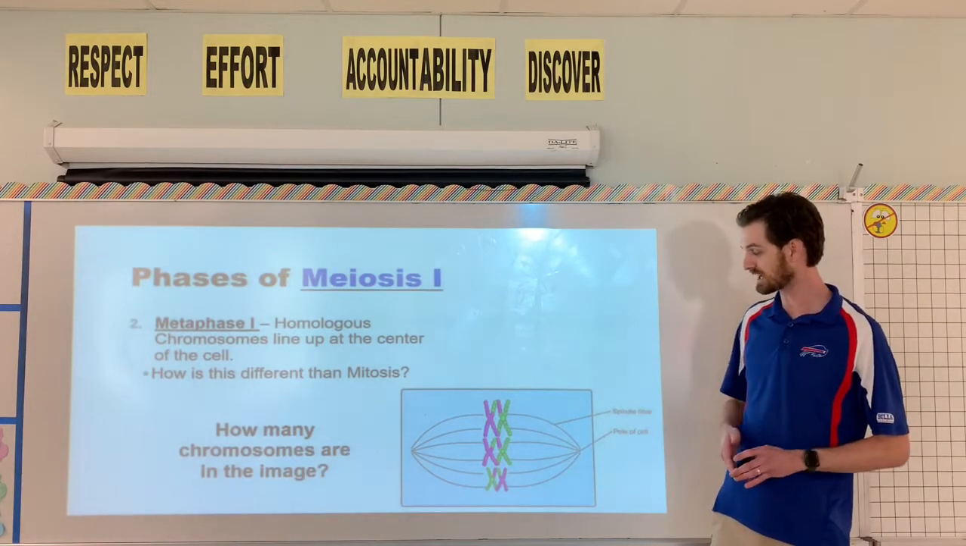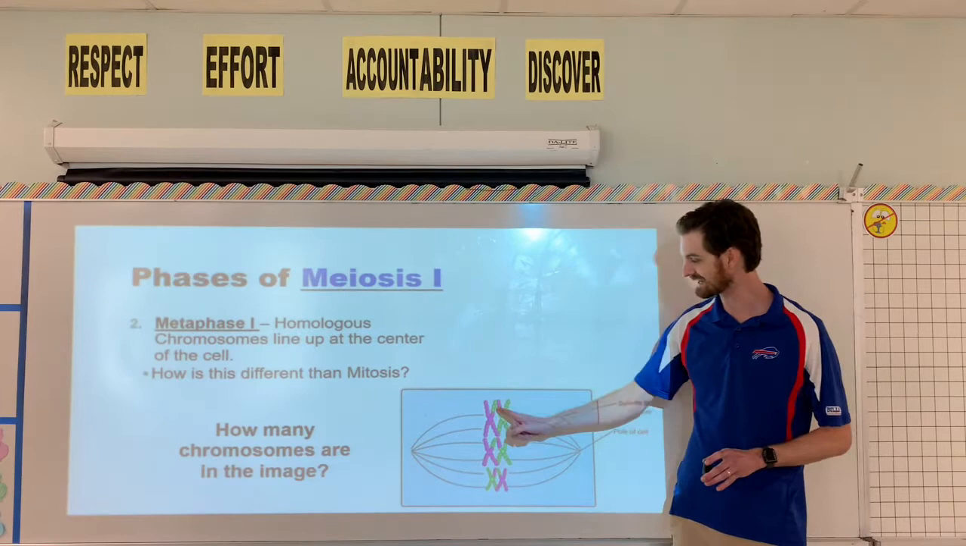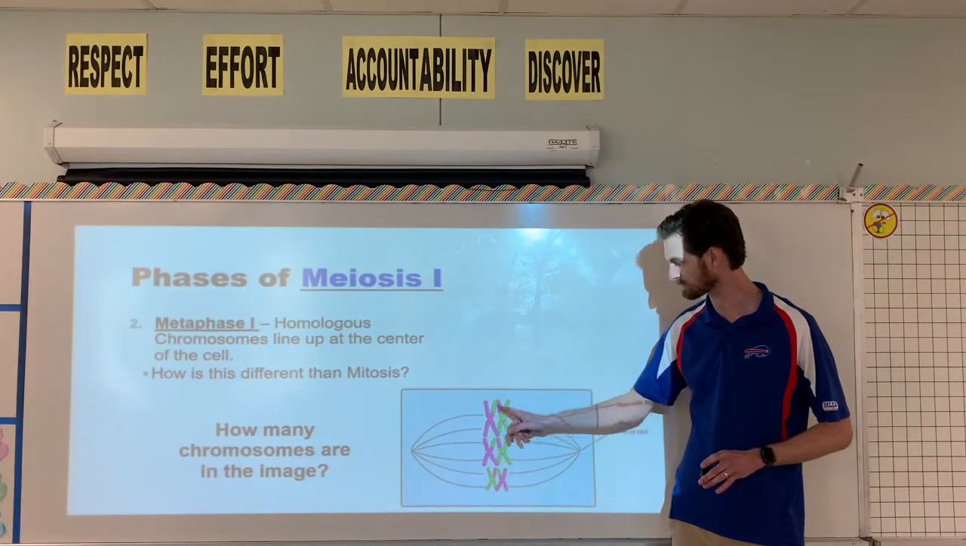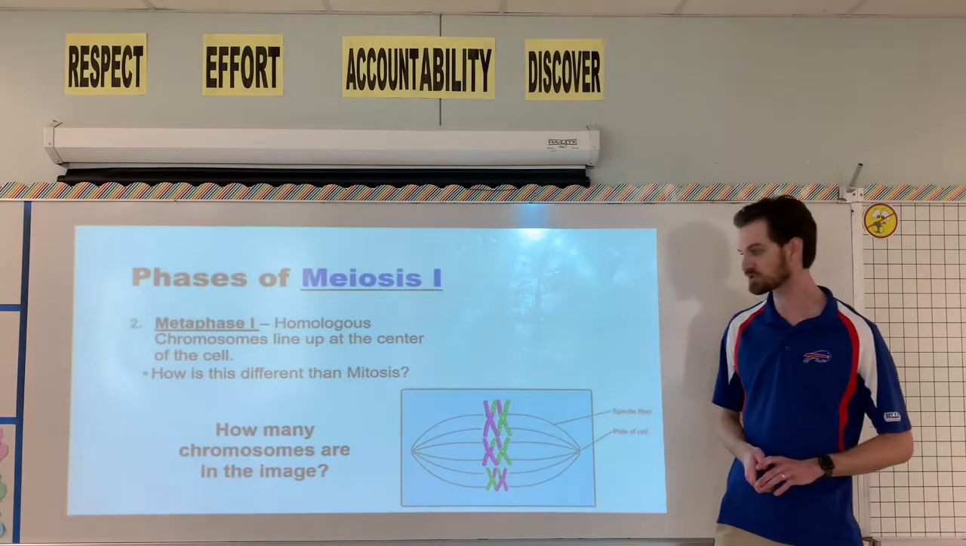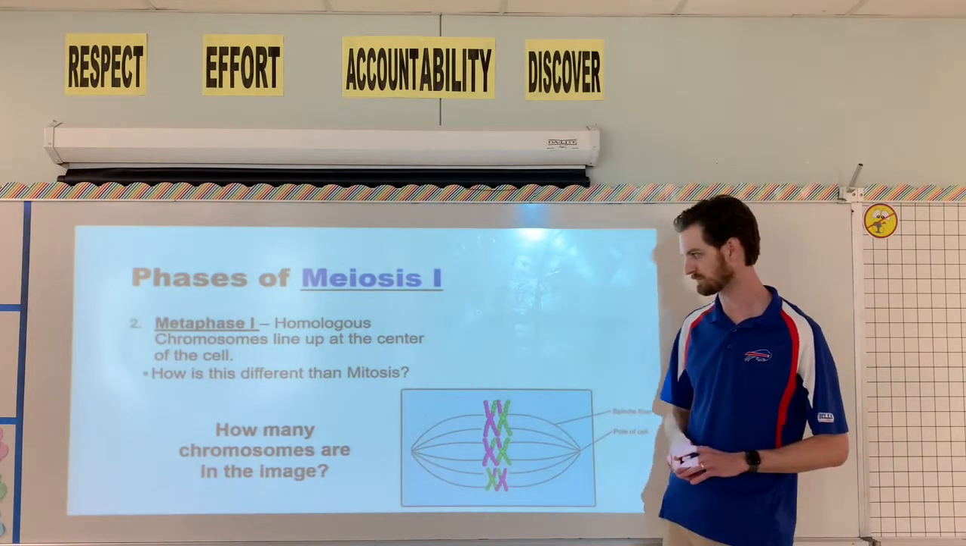So question is, how many chromosomes are in this image? It is 6, right? I have a duplicated chromosome here, 2 duplicated chromosomes for each, and I got 3 lines of those, so that makes 6 total chromosomes, okay?